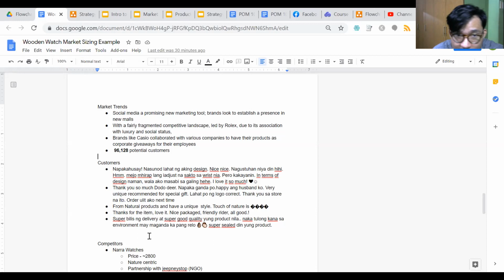The first trend that I took note of is that social media is a promising new marketing tool. Brands look to establish a presence in new malls. Basically, social media is a good marketing tool to use. Next is that there is a fairly fragmented competitive landscape, led by Rolex due to its association with luxury and social status. From the research, the brand shares and market shares of the different competitors show that the market leaders, quote unquote, although it is a fragmented competitive landscape, are mostly luxury brands. So yeah.